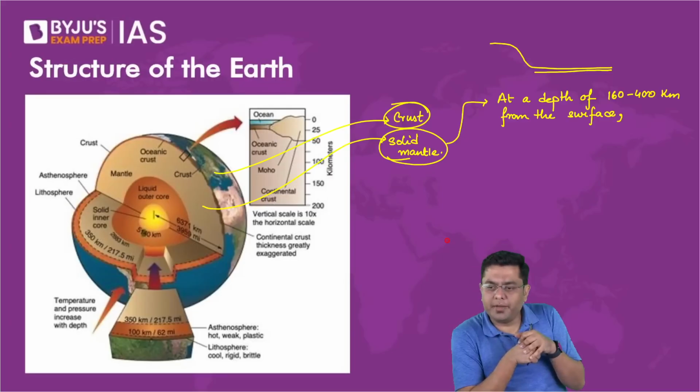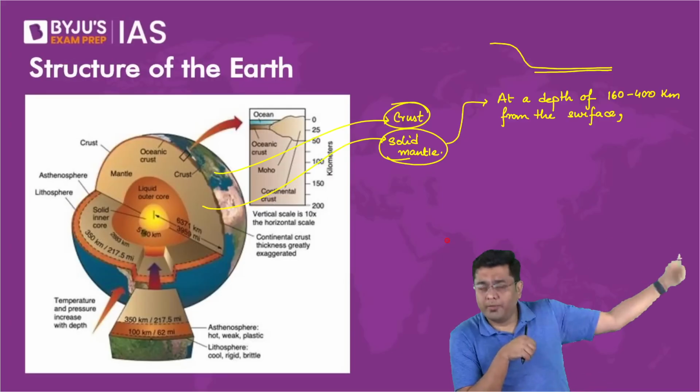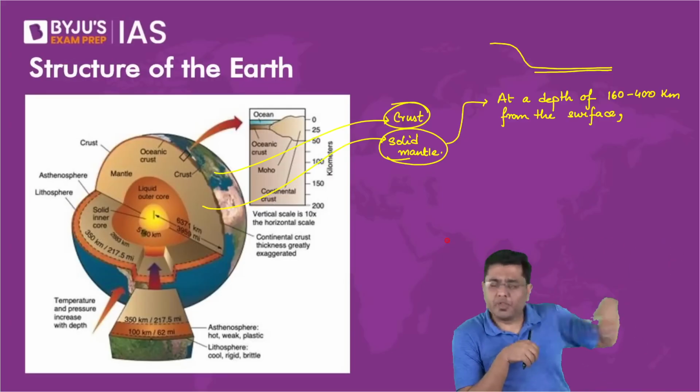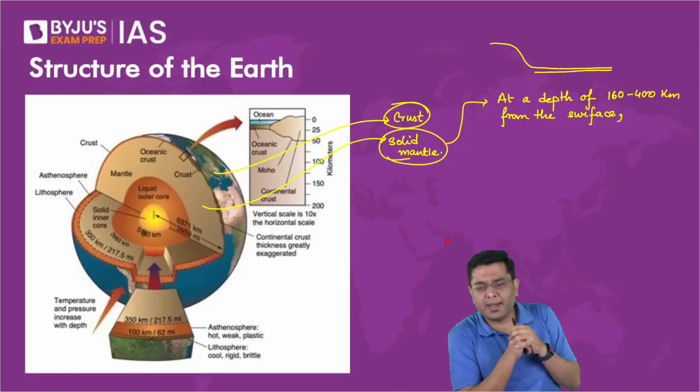Can the core be solid in future? Yes, in the long term, in billions of years, eventually as the residual heat is lost, it can get converted into solid. Okay.